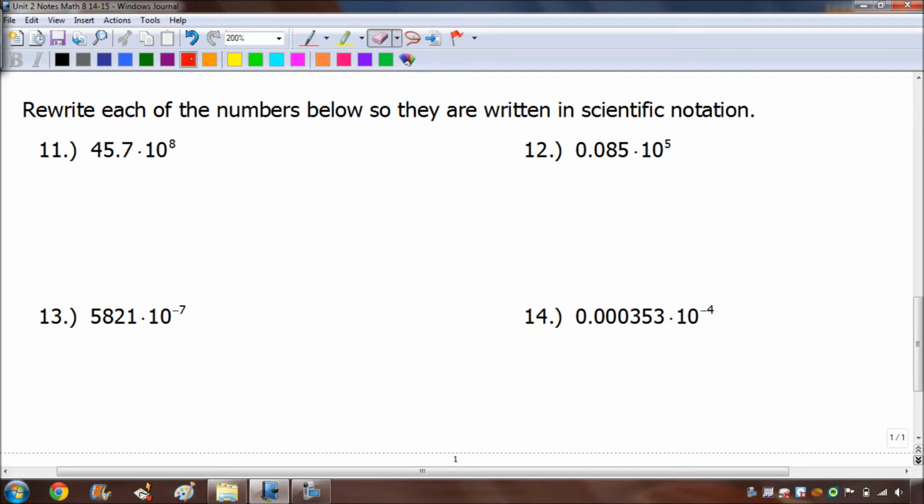So what I'm going to do is ignore this times 10 to the 8th power for right now. I'm going to cross it off. I don't want you to cross it off. Please don't cross it off, because I'm going to erase this in a minute.